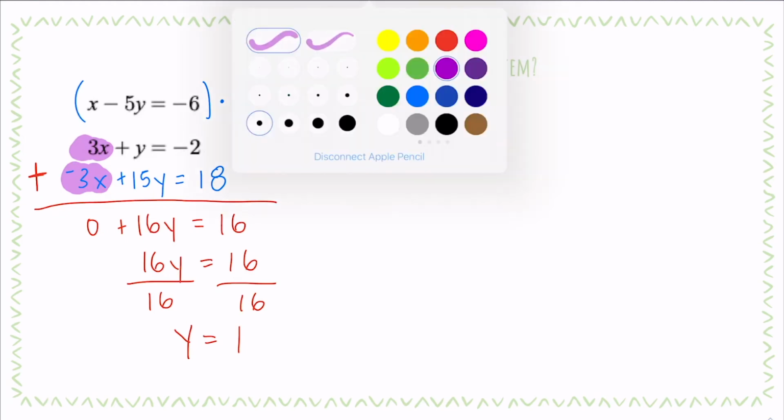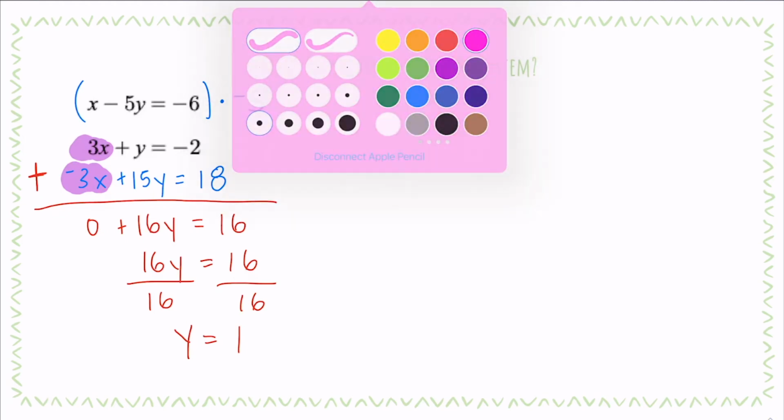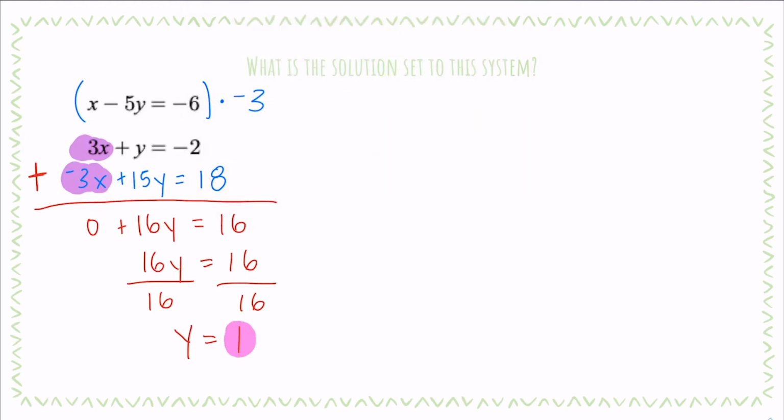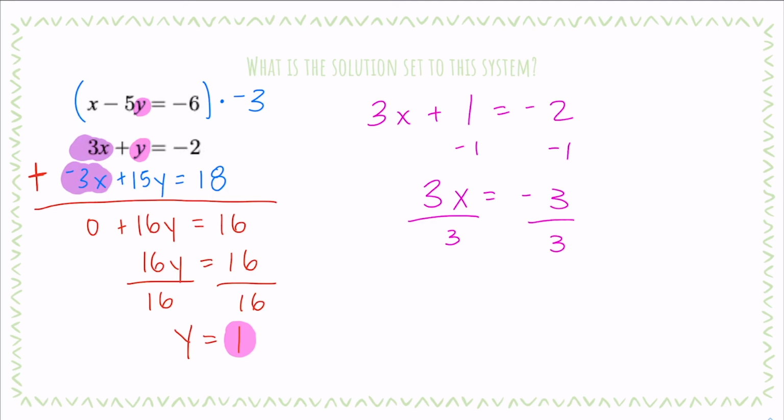All right, now we're going to take that 1 and substitute it either into the first equation for y or the second equation. I'm going to pick that second one. So we'll have 3x plus 1 equals -2. Subtract 1 from both sides. Divide every term by 3. So we get our solution, -1, 1.